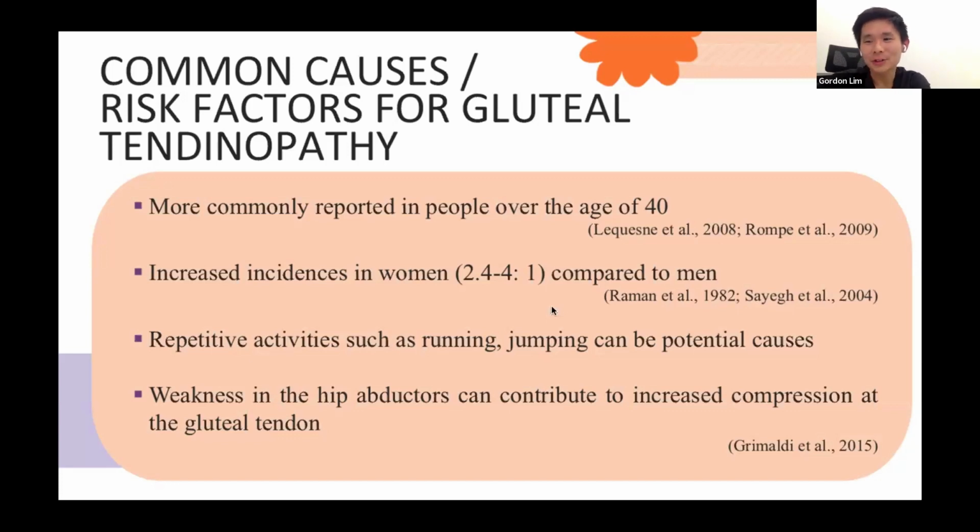Grimaldi et al. 2015 also mentioned that common causes of gluteal tendinopathy include repetitive activities such as running, jumping, training errors which involve excessive overload on the tendons and muscles over a short period of time can also cause gluteal tendinopathy. Weakness in the hip abductor muscles can also contribute to increased compression at the gluteal tendon.